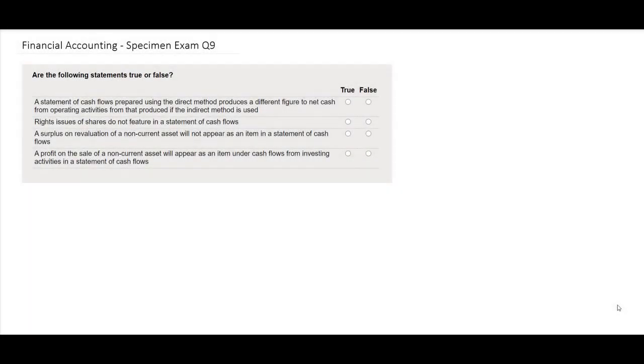In this question, you are being asked to decide, are the following statements true or false? These are all in relation to the statement of cash flows. The first statement says that a statement of cash flows prepared using the direct method produces a different figure to net cash from operating activities from that produced if the indirect method is used. So here they are trying to examine whether you understand the difference between the two methods.